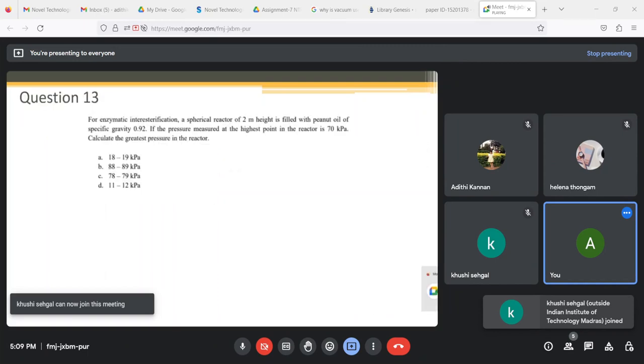So moving to question 13. For an enzymatic interesterification, a spherical reactor of 2 meter height is filled with peanut oil.